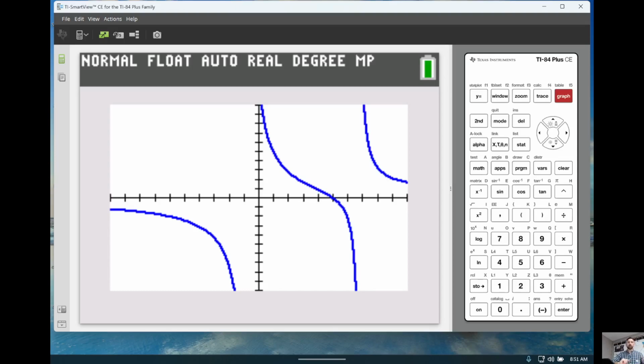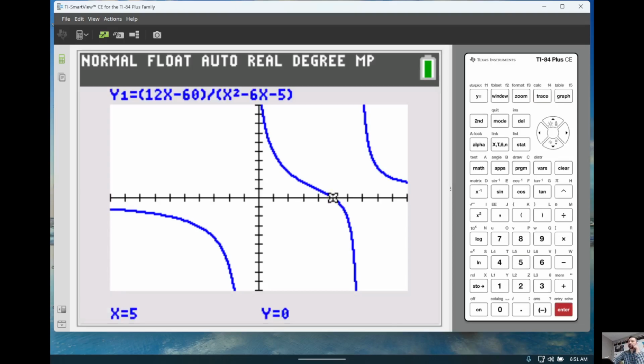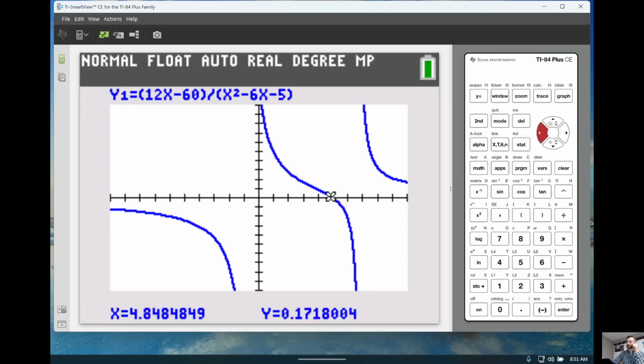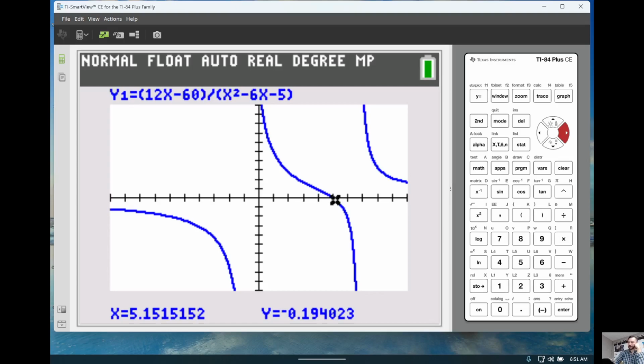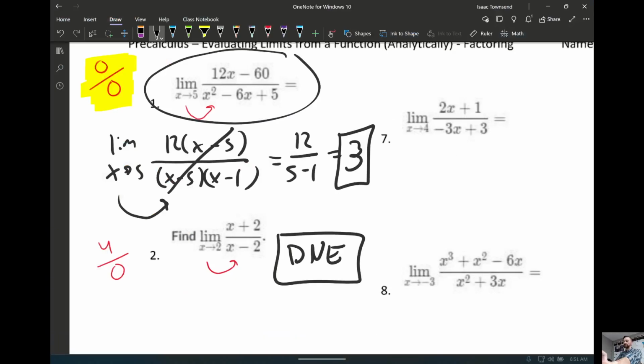And then what we're trying to do is find the limit as x approaches 5. So if you hit trace 5, enter, it will jump to that y value. So move the cursor a little bit to the left. It looks like as x approaches 5 from the left, the y value is getting closer to 0. Move it a little bit to the right. As x approaches 5 from the right, the y value appears to be getting closer to 0. And if it's approaching 0 on the left and 0 on the right, that is not what I got on my paper. What did I do here?